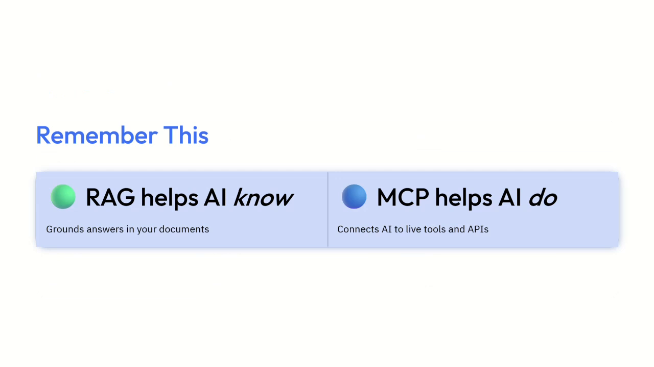Now let's talk about what to remember. If you have watched the whole video, now we will tell you the thing which you will easily remember. If you remember only one thing from today's presentation, let it be this: RAG helps AI know, that means it gives AI the right knowledge by retrieving information from documents, and MCP helps AI do, that means it allows AI to interact with external tools and perform real world tasks. In simple words, RAG provides information while MCP enables action.